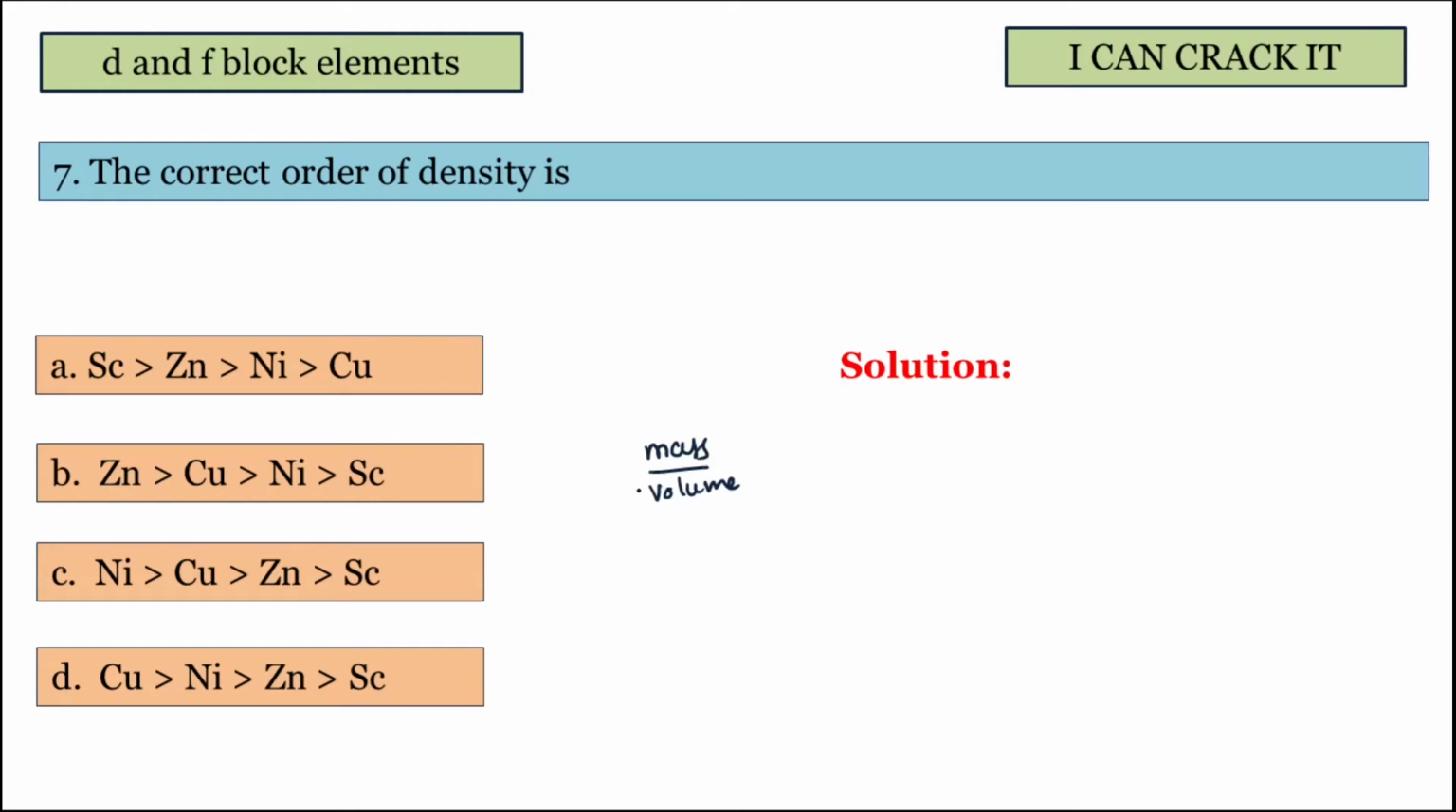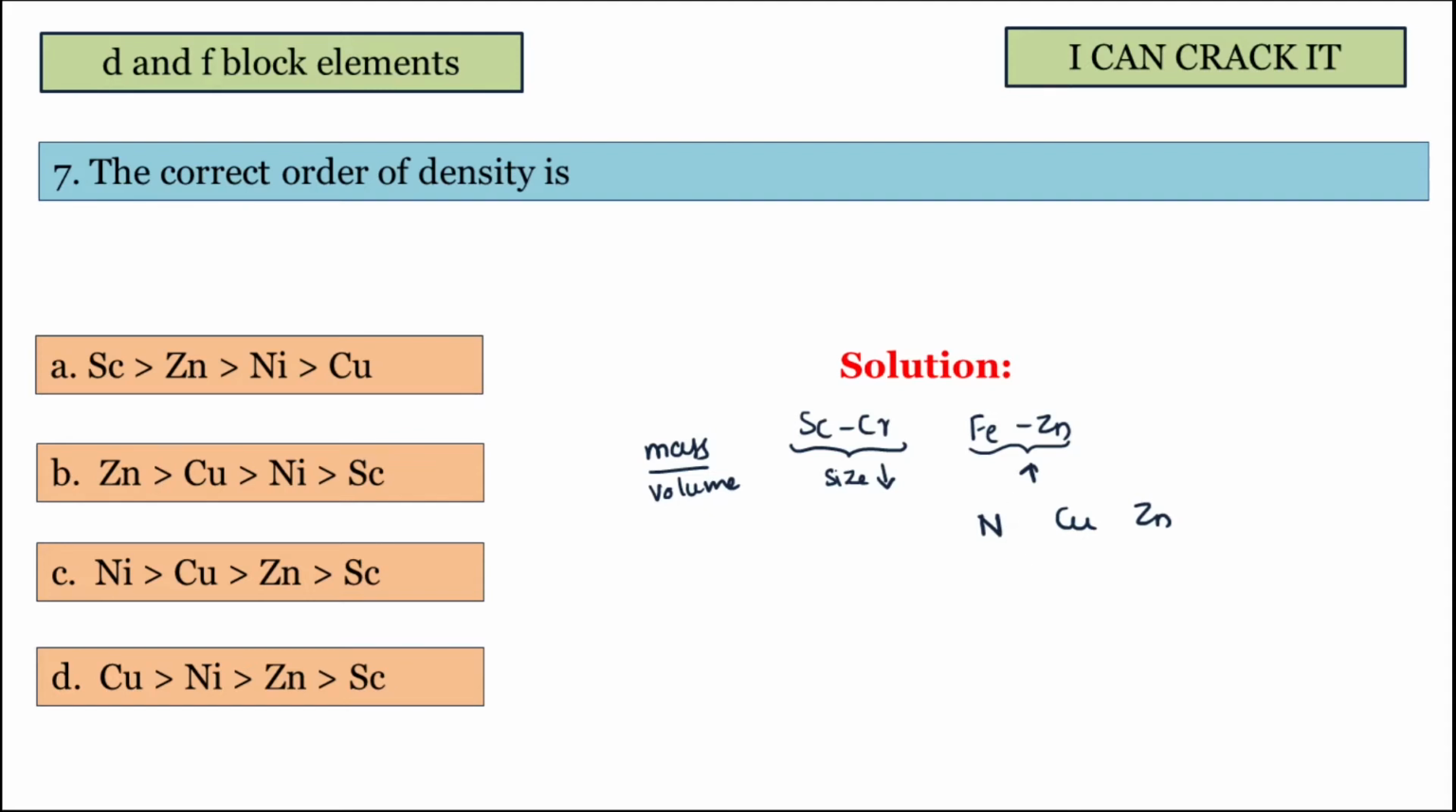Right. Now, you know, in the 3D series, initially from scandium to chromium, what happens to size? Size decreases, and after that, let's say from Fe to Zn, what happens to size? Size almost remains constant, and towards the end it increases to a little extent. That means if you take nickel, copper, zinc, NiCuZn.